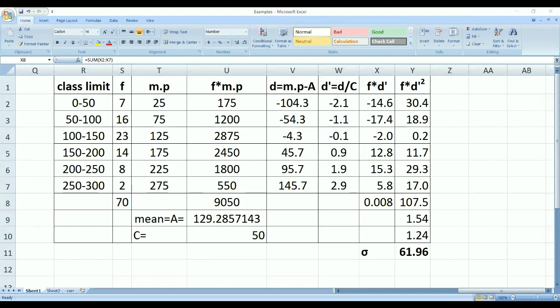Then only we can decide: if the variation is higher, we cannot rely on that data, so there is less consistency. So this is the formula. If you want to calculate the coefficient of variation, it is sigma divided by x bar into 100.